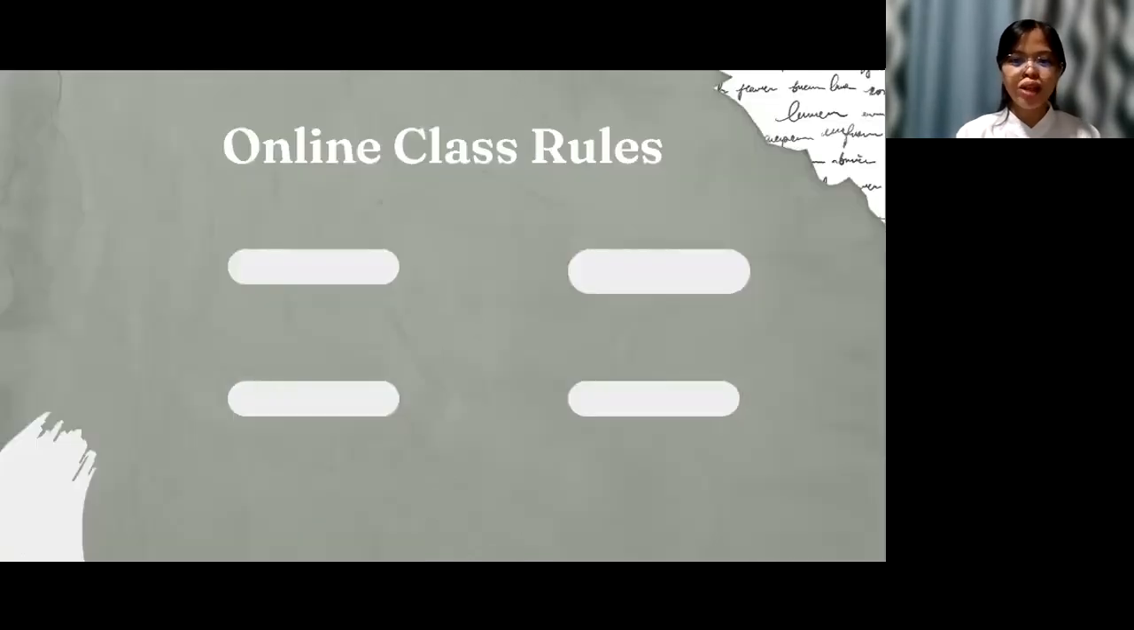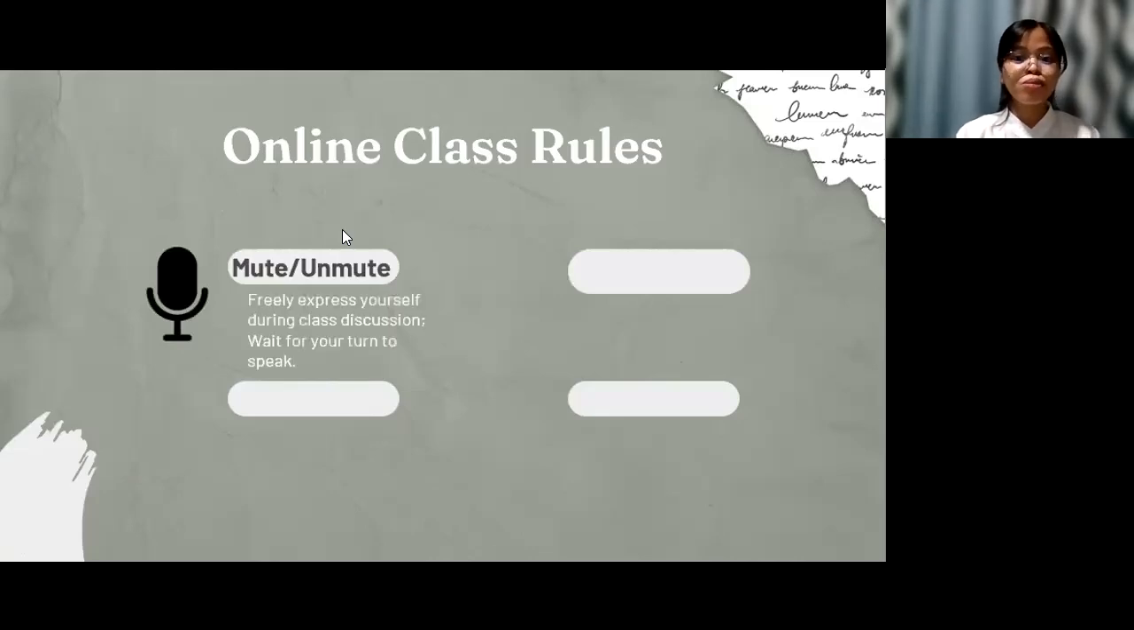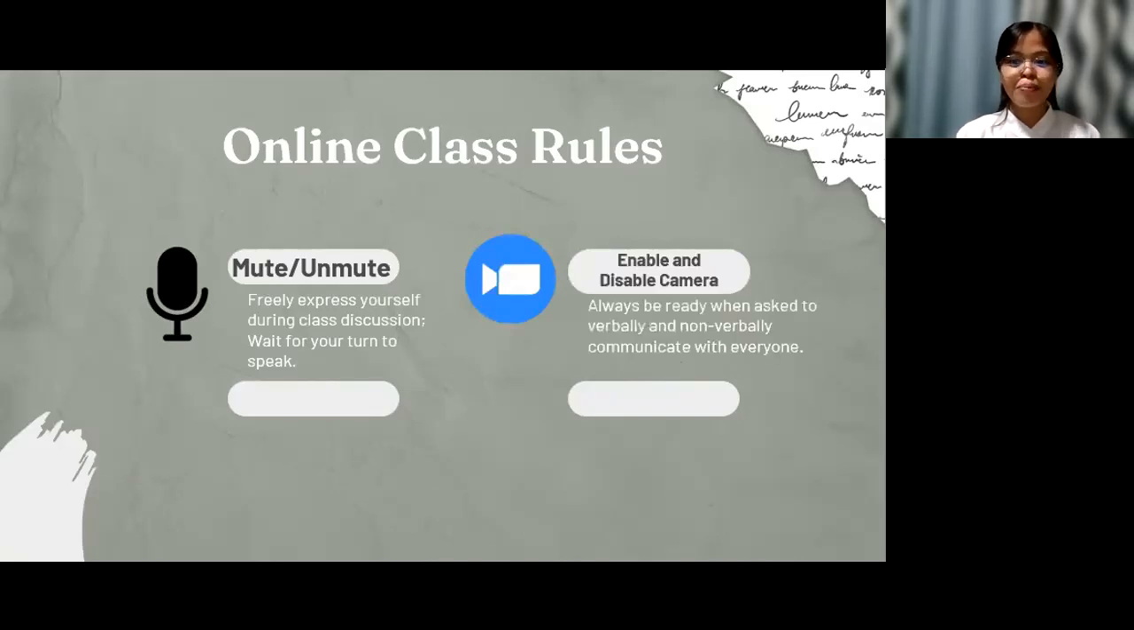Before we proceed with our topic, let us discuss our online class rules. Okay? As you can see, we have here a mute or unmute button. Freely express yourself during class discussion and wait for your turn to speak. Next, we have here enable and disable camera. Always be ready when asked to verbally or non-verbally communicate with everyone. So you can smile, you can nod, and you can do thumbs up.